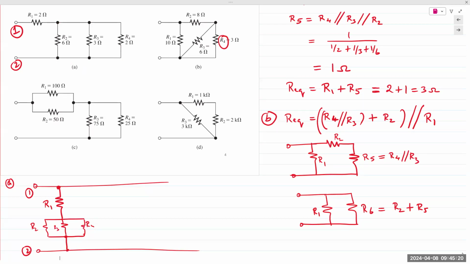Especially in the homework problem, there are a couple of diamond-shaped circuits, and this technique is particularly useful for those kind of circuits, where it's not quite evident which elements are in series and which are in parallel. Okay, so in this case, again, it's a simple circuit, but let's move on to the next and then see.